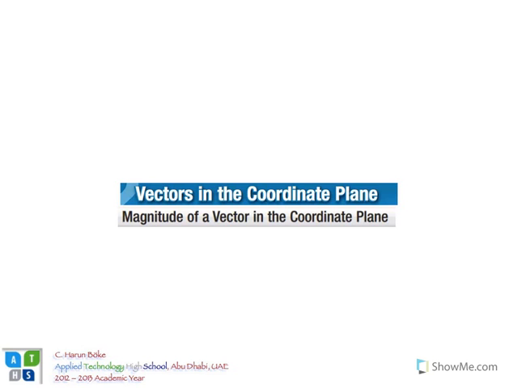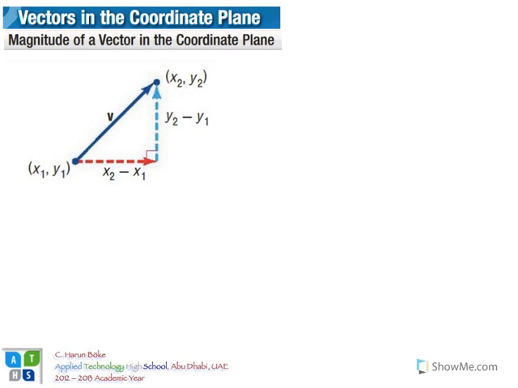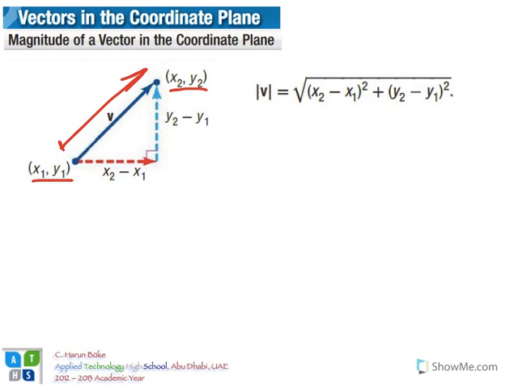In this video, we are going to work on how to calculate the magnitude of a vector in the coordinate plane. For a vector v in the coordinate plane with the initial point being (x1, y1) and the terminal point being (x2, y2), the magnitude or the length of this vector can be calculated as the square root of the sum of squares of the differences in x and y, or in other words, the square root of (x2 minus x1) squared plus (y2 minus y1) squared.